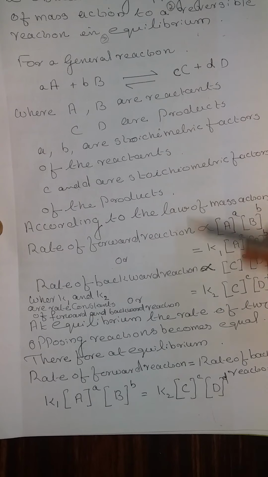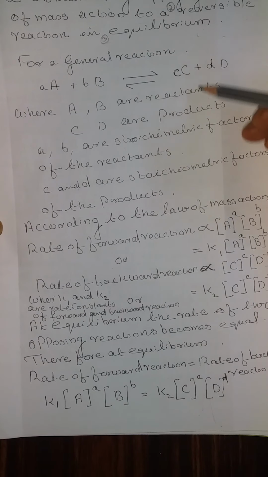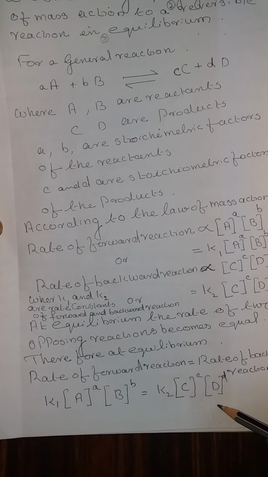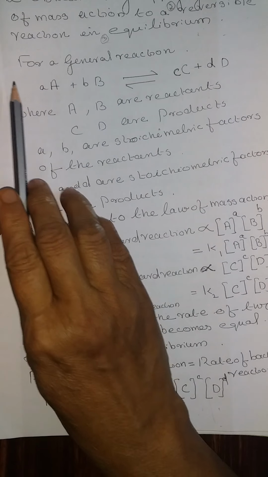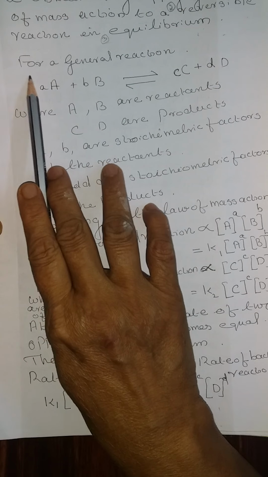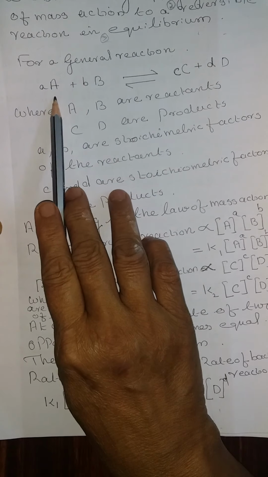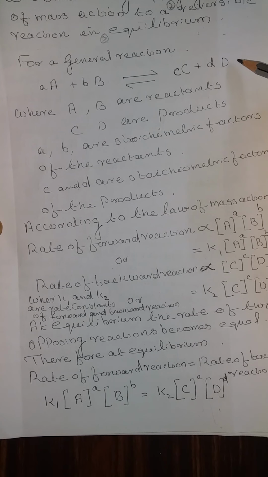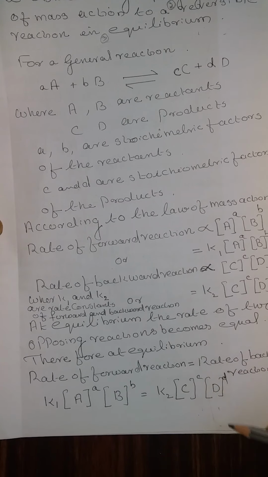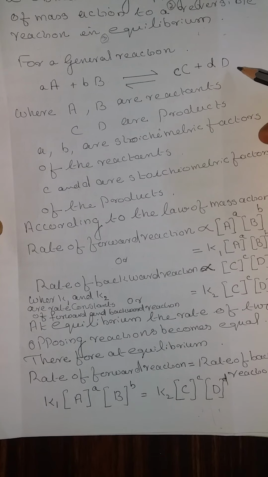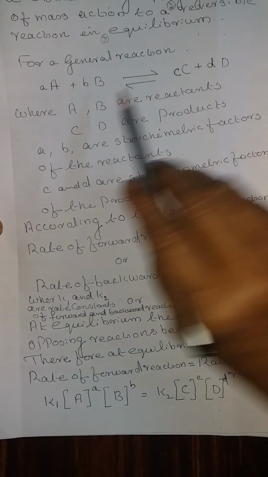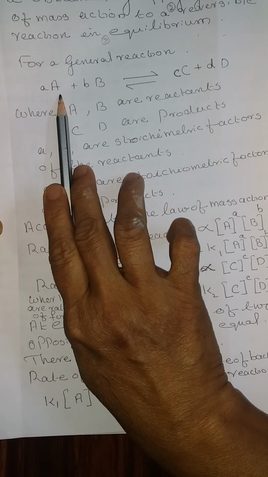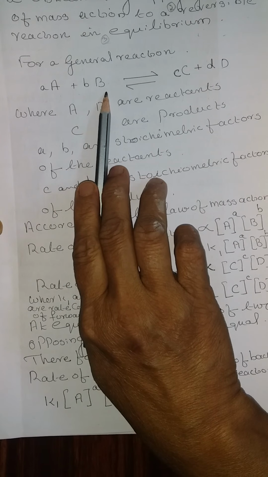By listening to the audio, you try to derive the equation and see whether you are getting the final answer. First one, consider a general reaction. This reaction is important. Without writing the equation, even if you derive the whole equation, you are not going to get any marks. Write the general reaction, that is aA plus bB.